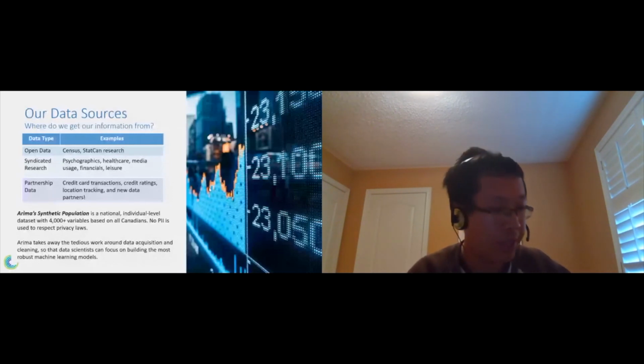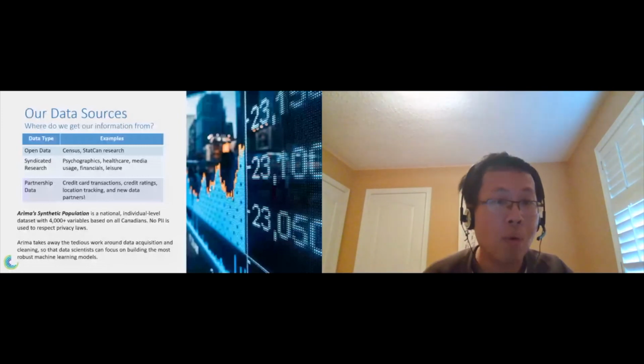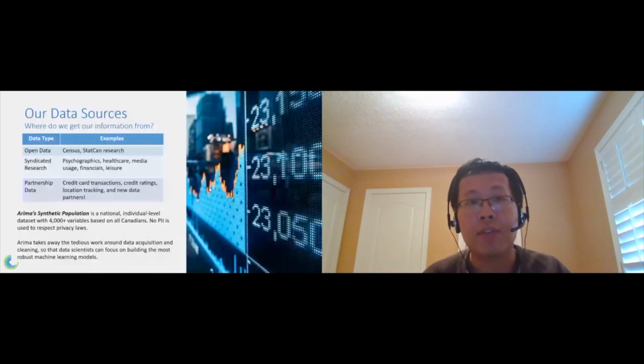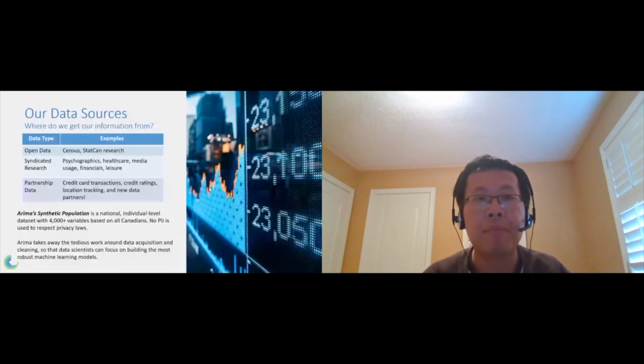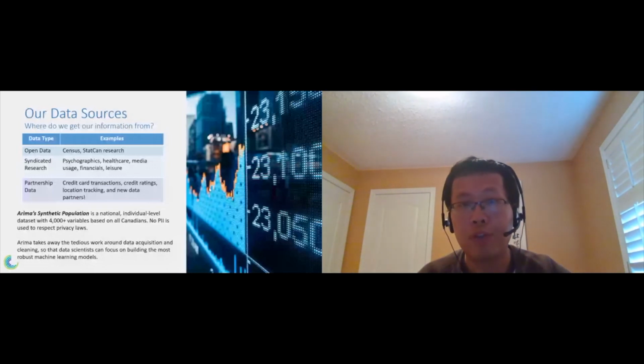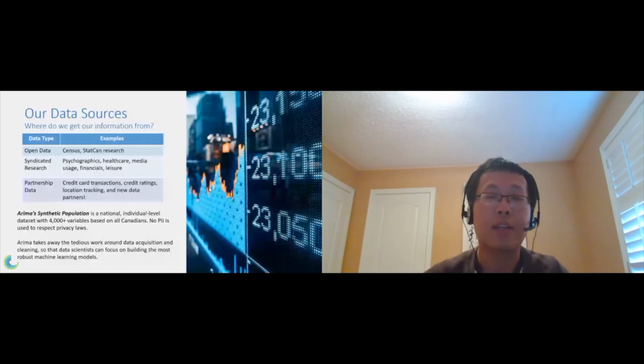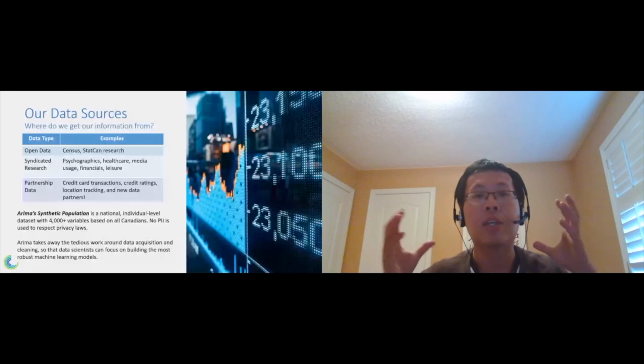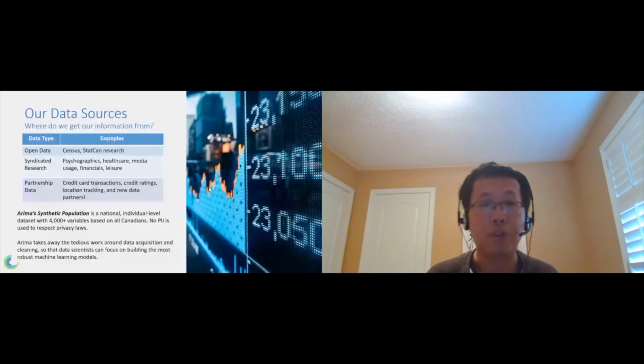Our synthetic population data set is built from 21 different sources that range from open data, things like census or StatsCan, to syndicated research, so data that we buy from other market research companies, to data partners, which includes things like credit card tracking, credit ratings, location tracking, and more. And of course, we're always looking for new data vendors to join us and work with us on a rev share basis to bring their data into the synthetic population.